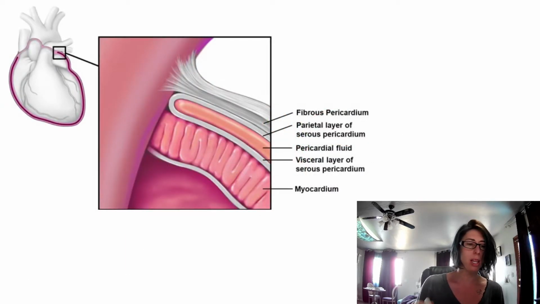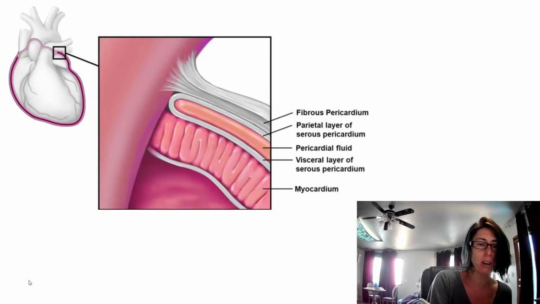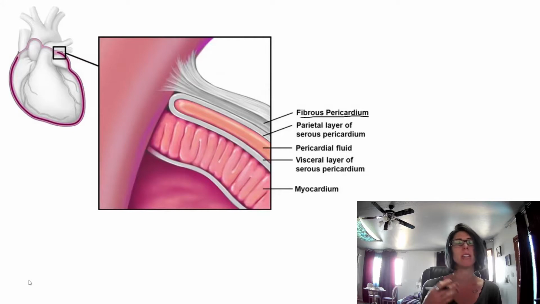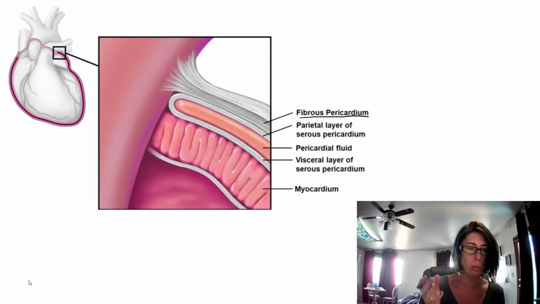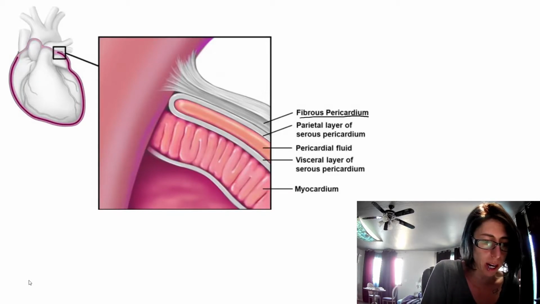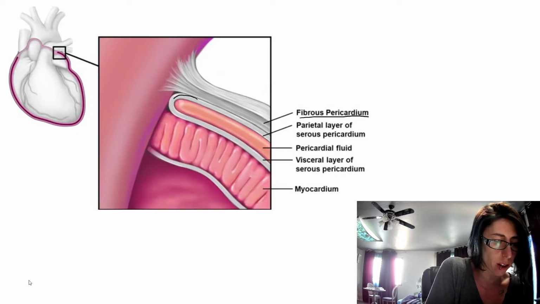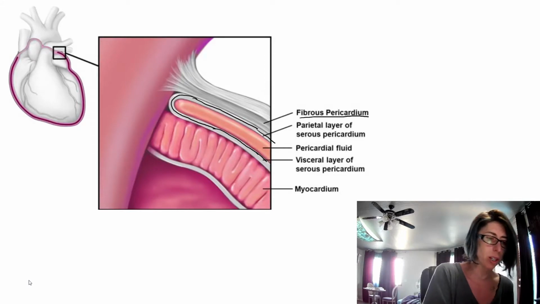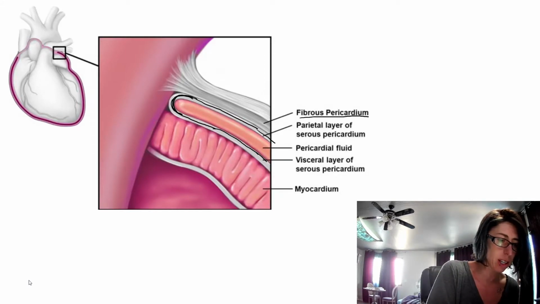So actually, the outermost layer of the pericardium is a fibrous layer. It's made out of dense, irregular connective tissue. It's very leathery, very thick, very durable. Then just beneath that, you can see the two membranes of the serosa, of the serous membrane. It's actually one membrane that's folded back on itself, and you can see that at this junction here.